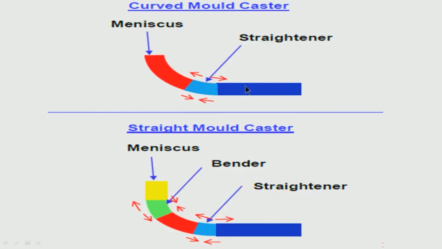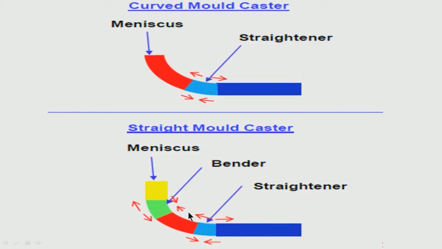This is the mold, and below the mold the strand is coming out. So here is a curved mold and then the strand will come out. If the strand is being straightened, or bent and straightened, a lot of stresses get generated at the inner surface and at the outer surface. One thing you must remember, look at the curvature of the mold. This is the inner radius of the mold, and this is the outer radius of the mold.